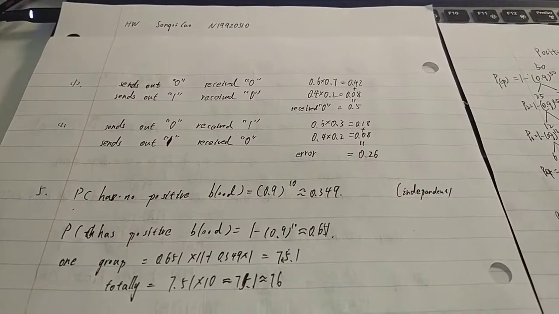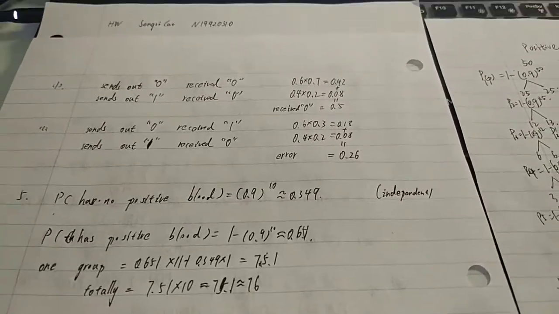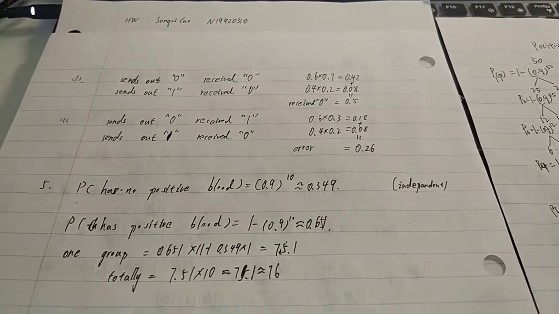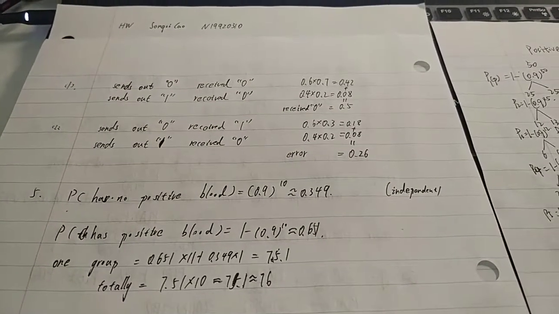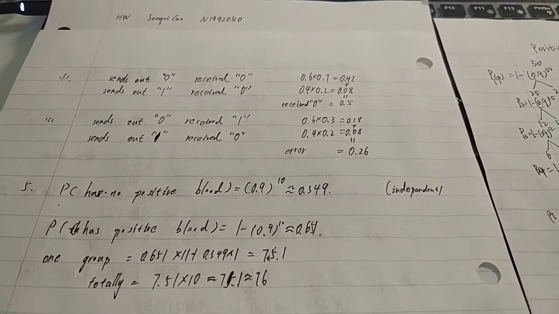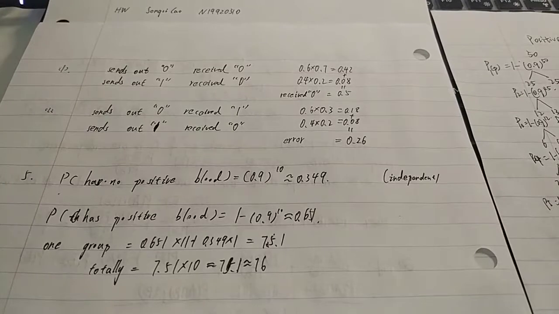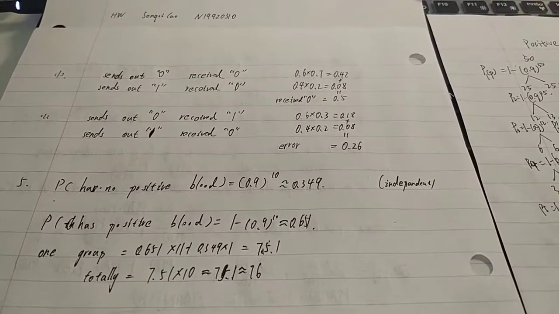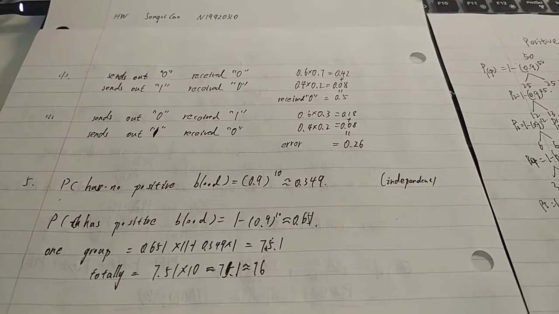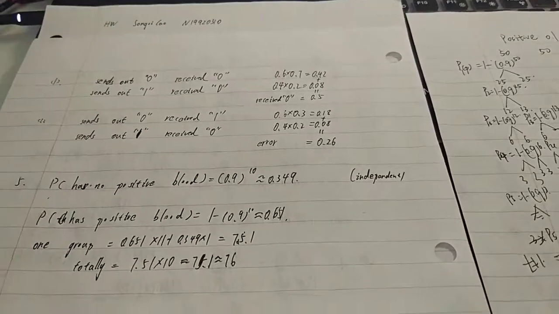Then we can calculate that one group's average number of tests equals 0.651 multiplied by 11 plus 0.349 multiplied by 1, equal to 7.51. Because we have 10 groups, on average the number of tests we need to do equals 7.51 multiplied by 10, so equal to 75.1, and nearly 76.